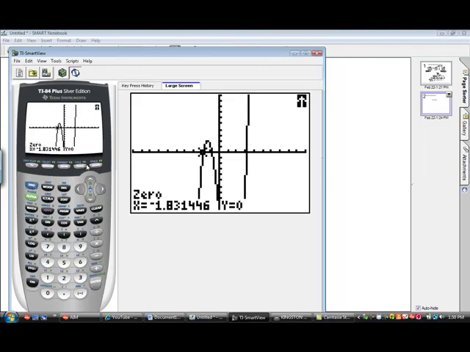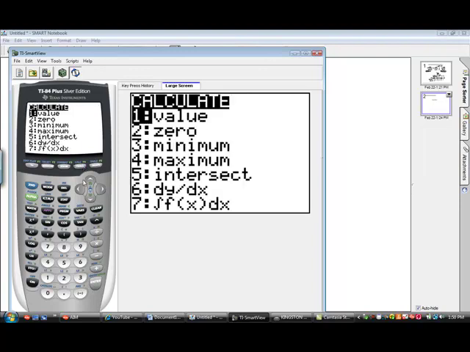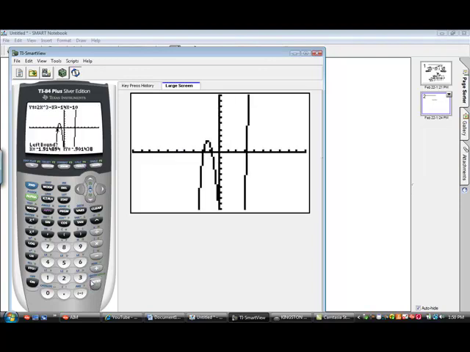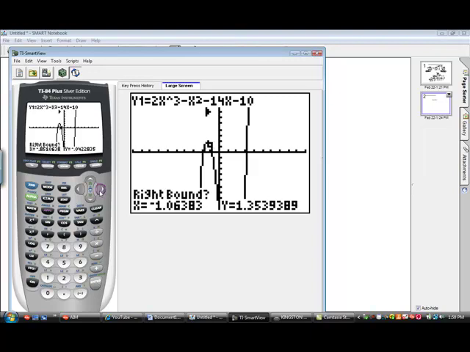So you're going to hit second trace. You're going to go down to 0. You're going to hit enter. You're going to use your cursor, and you're going to go to the left of the function. Enter. We're going to go to the right. And remember, left and right simply mean above and below the function. You can also tell when you type enter, if you get two arrows that are facing each other, you're correct. If you get two arrows that are facing outwards from each other, you've typed the first one in wrong, so you need to go back and redo it.